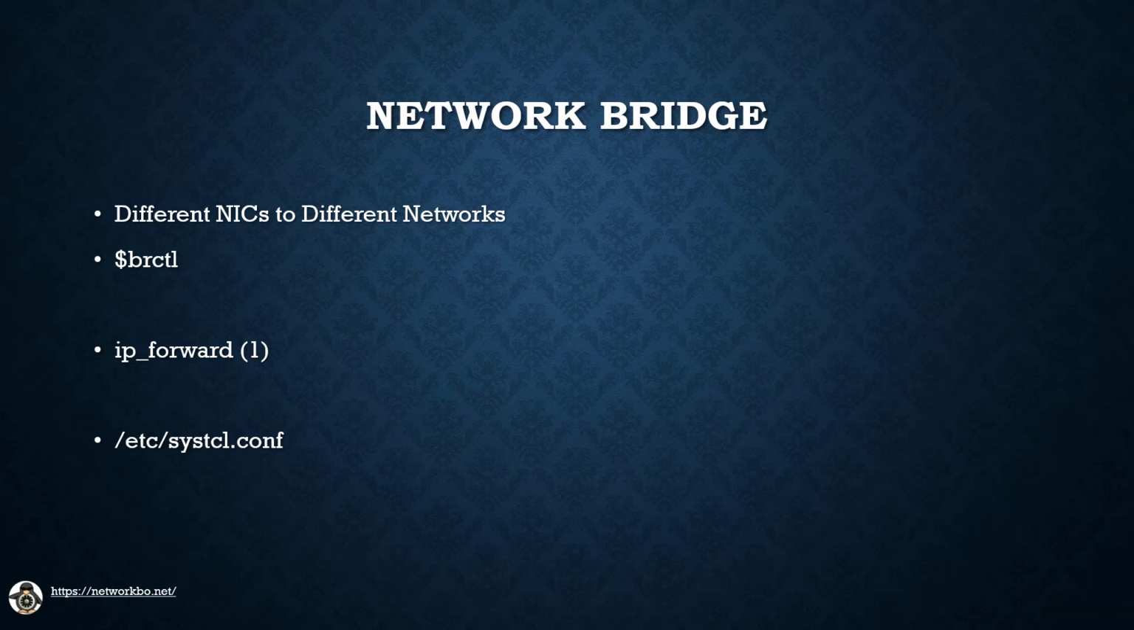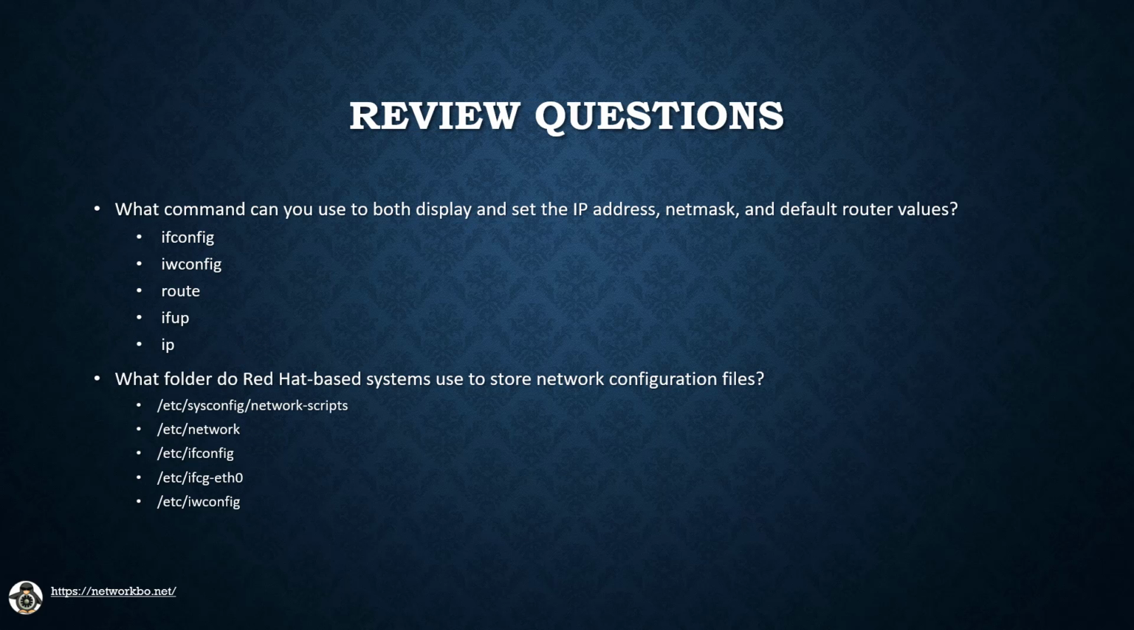Now sometimes you may want to do what's called a network bridge. This is where you connect different NICs to different networks. You can use the brctl command to set up a bridge between two networks. You also must set the IP forward parameter to 1 inside the /etc/sysctl.conf file.